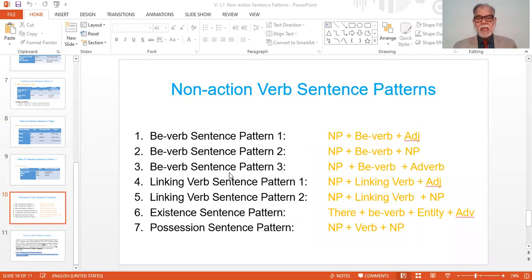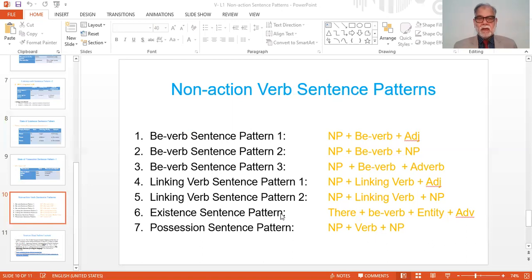I have given the list of the patterns we have discussed so far. Be verb sentence pattern 1, noun phrase, be verb and adjective. Be verb sentence pattern 2, noun phrase, be verb and noun phrase. Be verb sentence pattern 3, noun phrase, then be verb and then adverb. And next two, linking verb sentence pattern 1, noun phrase, linking verb and adjective. Then linking verb sentence pattern 2, noun phrase, linking verb and noun phrase. And the sixth pattern is existence sentence pattern, there, the verb, then entity, and then adverb. And the last one is possession sentence pattern, noun phrase, verb, and noun phrase.